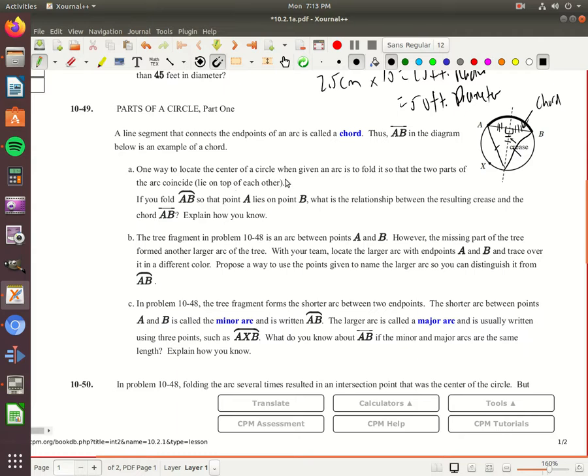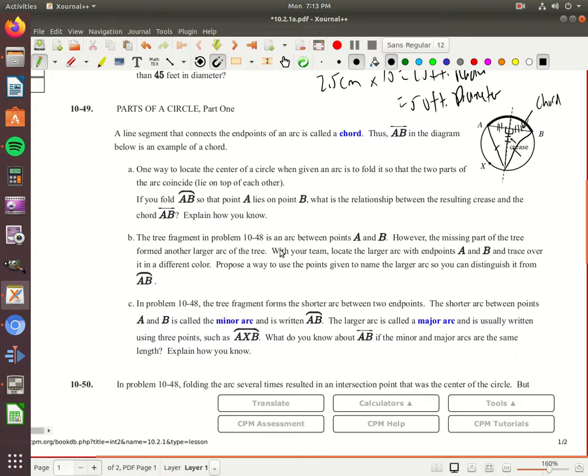So one way to locate the center of a circle when given an arc is to fold it so that 2 parts of the arc coincide or lie on top of each other. If you fold AB so that A lies on top of B, what is the relationship between the resulting crease and the chord AB? Well, like we said, we know it's cut in half. And again, we know that's true because they reflect across this line, right? I mean, obviously, if they were on top of each other, that says that they have the same distance.